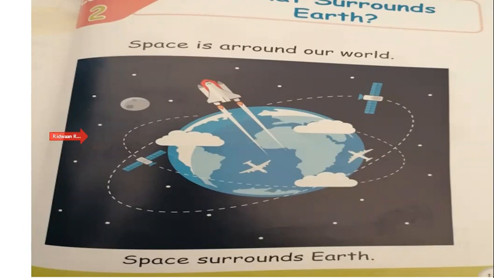Very good. Okay? So, we all live on planet Earth, but where is planet Earth? Where can you find the planet Earth? In space, okay? Space is around the world and space surrounds the Earth. What is around planet Earth? Space. Now, let's find out what is there in space.